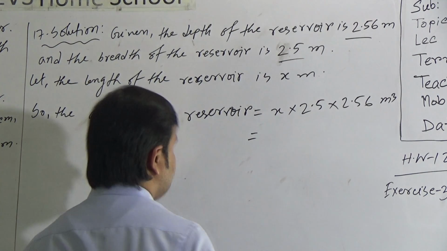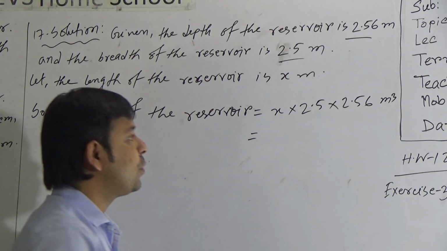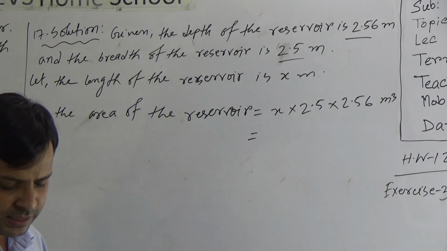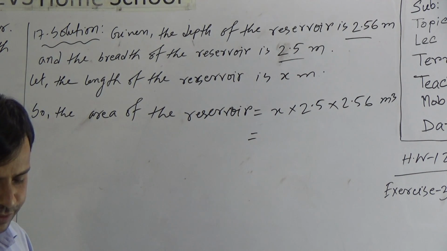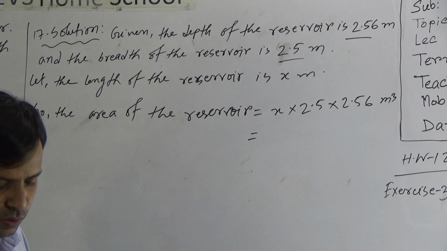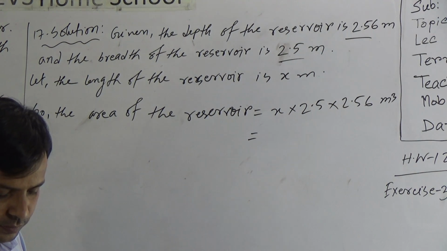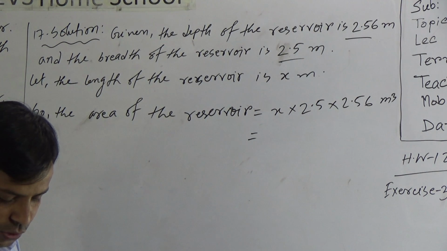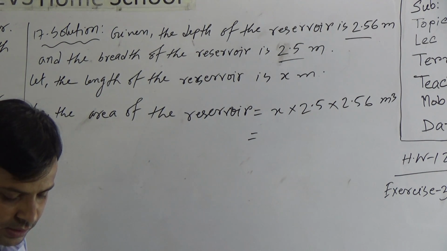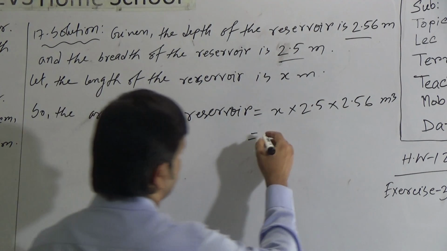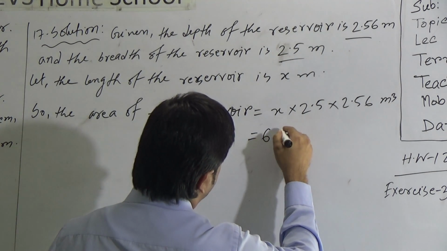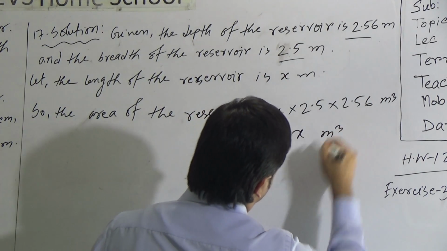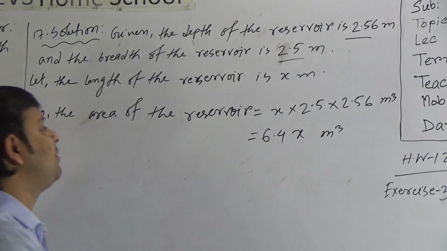So we can determine now what will be the product of 2.5 and 2.56. Let us determine this product at first, 2.5 and 2.56. What will be the product? If we multiply 2.5 and 2.56, the product will be 6.4. So 6.4 into x cubic meter. This is the volume of the reservoir.